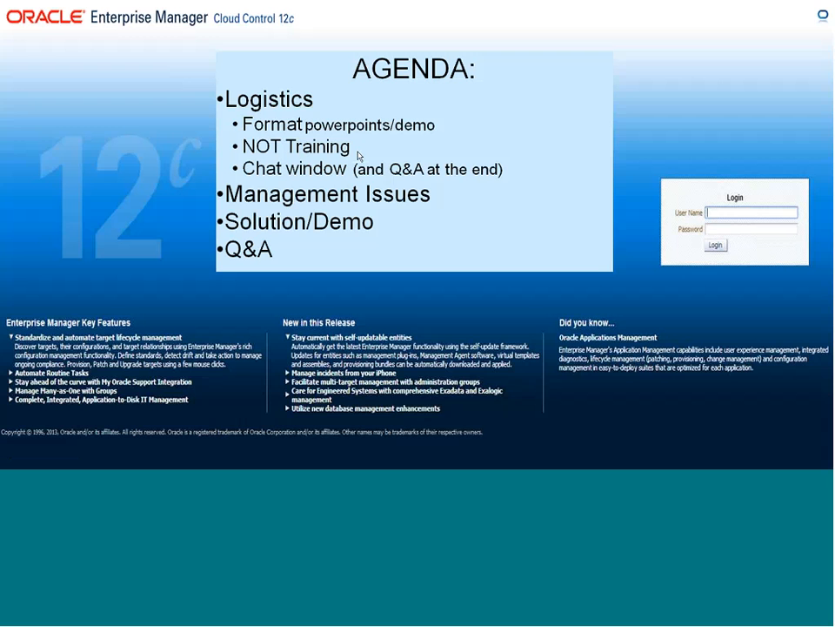We have a chat window, and Ahilan is manning that chat window. If the question is more of a yes/no type of question, he's going to give the answer right away. If the question is more general, or deserves more of an explanation, we're going to table it for the Q&A at the end. We're going to start with the meat of the presentation, talk about management and what the issues are, then the solution demo, and then the Q&A.